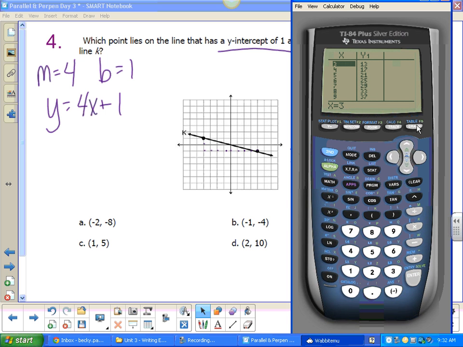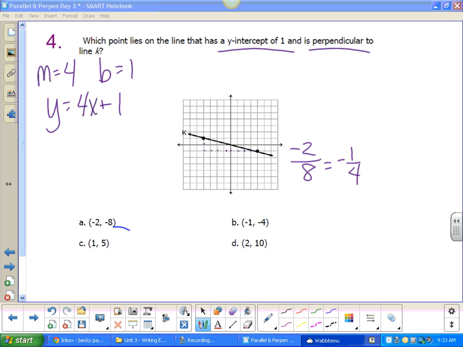Okay, let's test -2, -8. No, -2, -7. So A's out. Let's test B. -1, -4. No, I'm at -1, -3. 1, 5. Yep, winner. 1, 5.